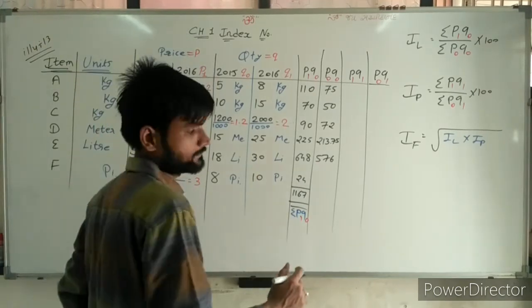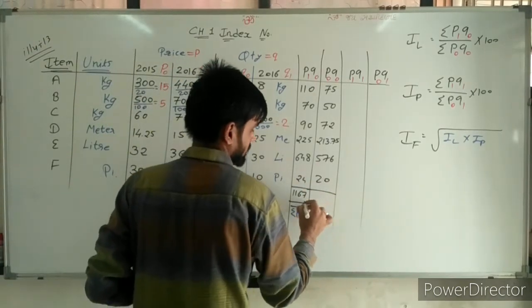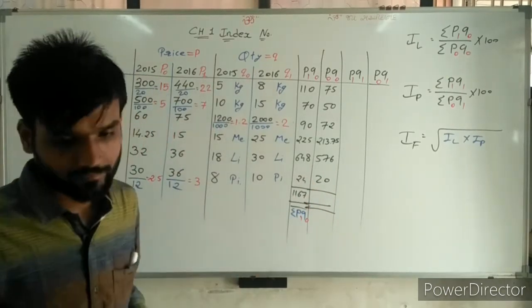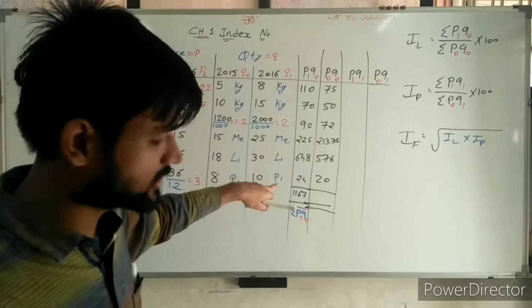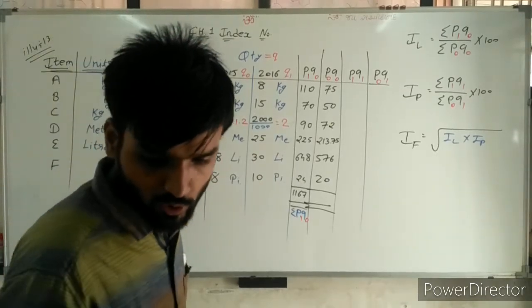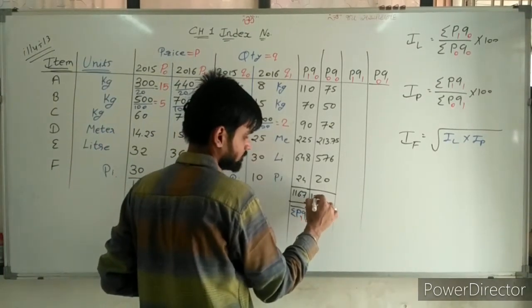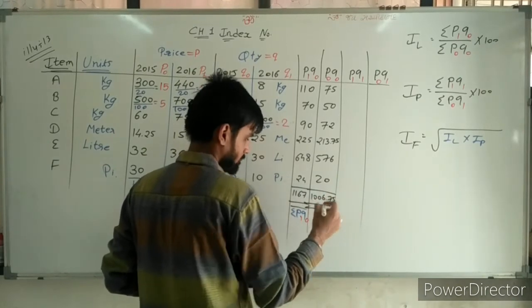14.25 into 15, 213.75. 32 into 18, 576. 2.5 into 8, 20. And total of all this: 75, 50, 72, 213.75, 576, 20, 1006.75.